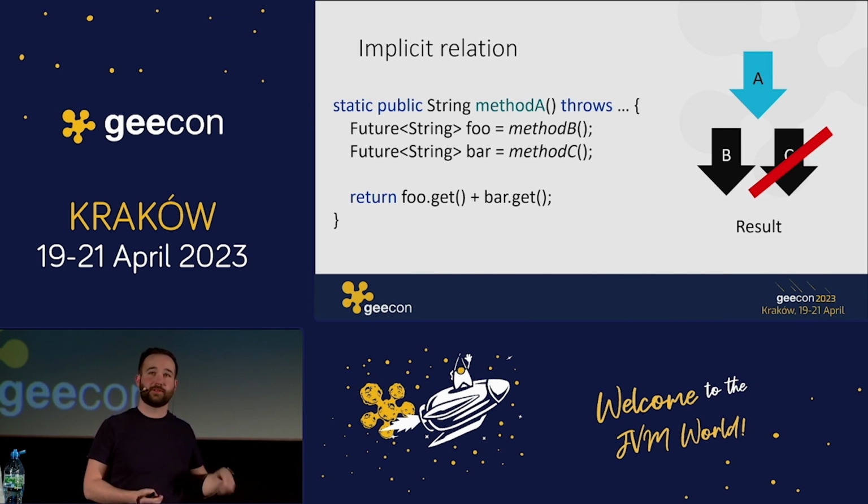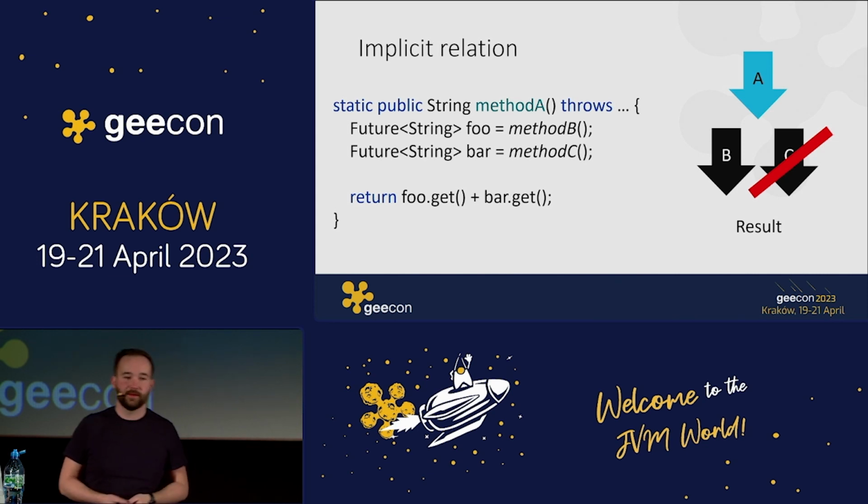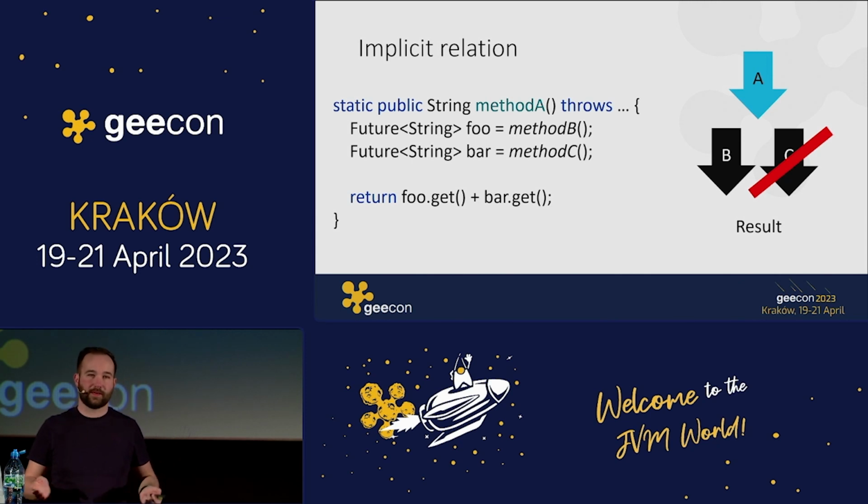But the method will just wait for method B to be done. So when method B finally returns a value, I get to bar.get. And at that point in time, oh, I didn't have to wait. My method C has thrown an exception, and then I can just stop. So that's just really a waste of time.